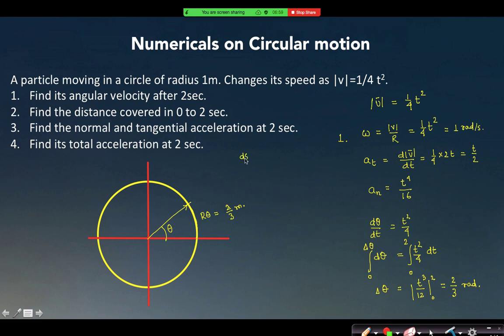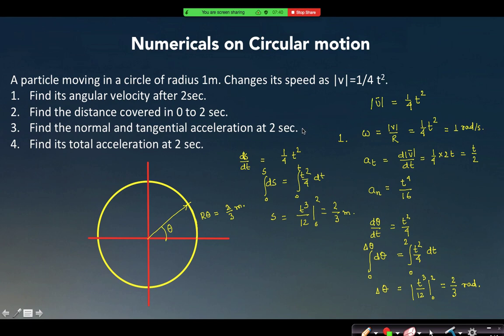So I can say ds by dt is equal to mod v. Here s is distance, not displacement, and it is equal to 1 by 4 t square. So ds is equal to t square by 4 dt, and if you integrate it from 0 to t, with the limit 0 to s, we'll find s will be t cube by 12. You put the limits and you will find the same answer, 2 by 3 meter. Have you got both the ways? So distance can be found by integrating mod v, or you can find theta and find the distance.